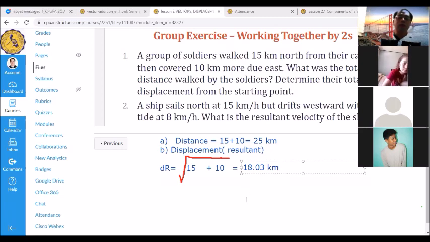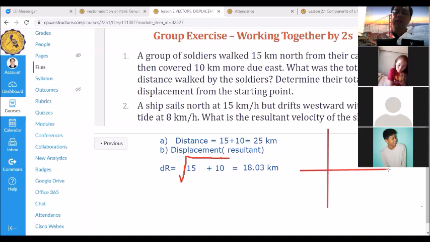Then what about the angle? Can we solve the angle? I think it's easier to picture it out when there's a drawing. So let us just draw, so that we can see which is the opposite side and which is the adjacent side. First of all, the soldiers go north. I will not scale anymore. So first they go north 15. Then they go east 10, a little bit shorter. So this is 10 at the top, and here is our diagonal.